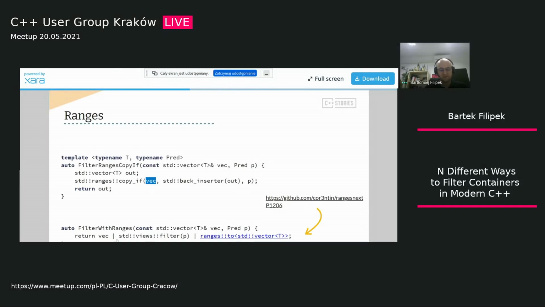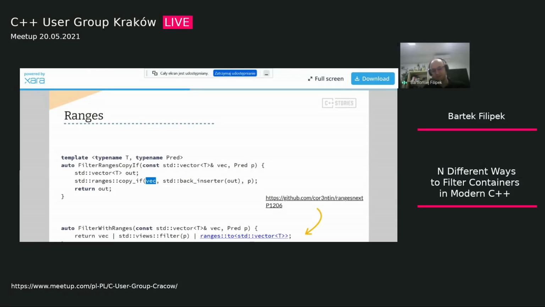So we have this pipe operator that we can read from left to right. It takes an input range, in this case our input container, and then applies a filter on that. We have a lot of existing views that we can use, for example views filter, views take first 10, take or drop something, or transform.